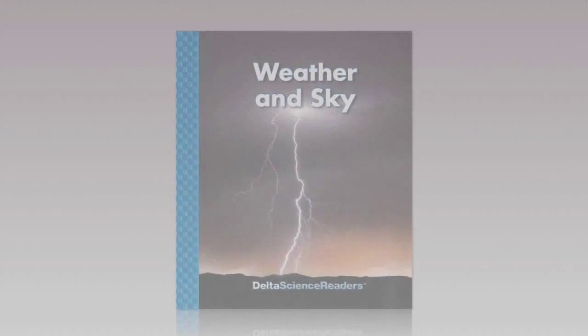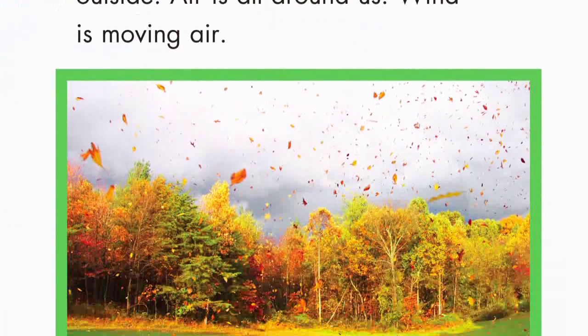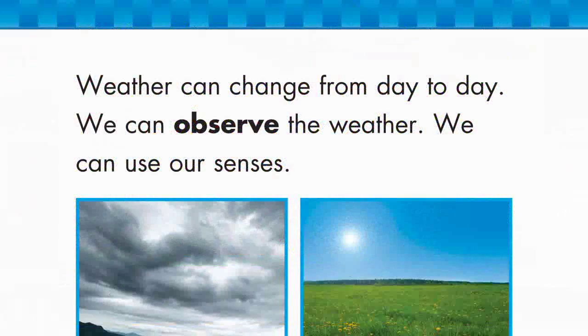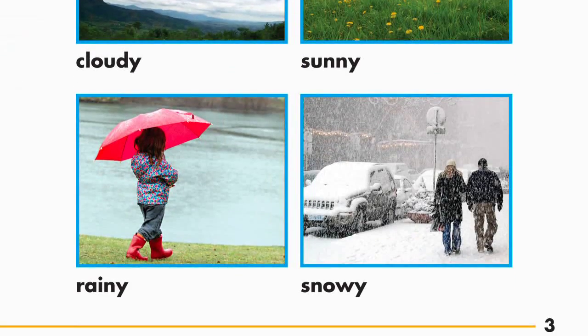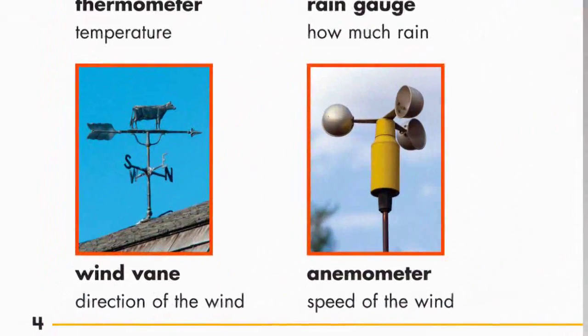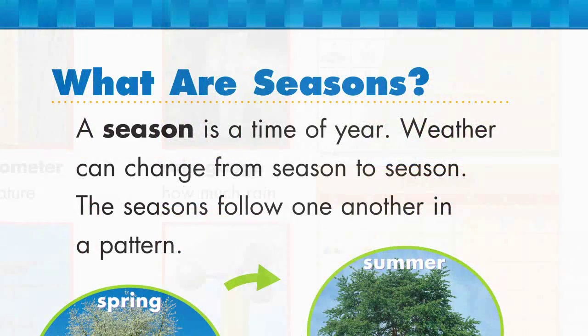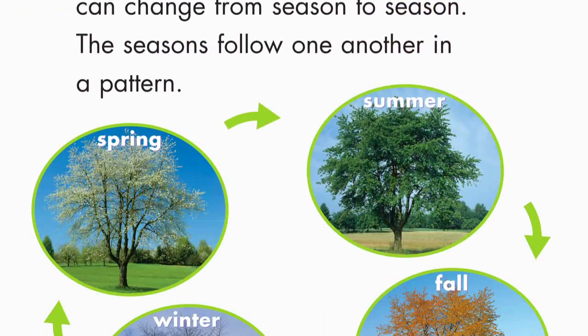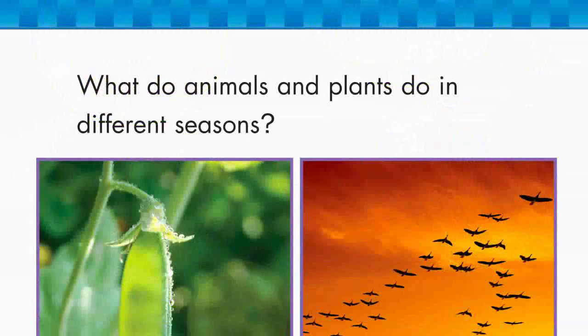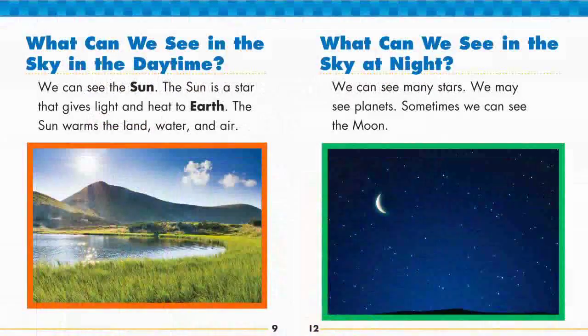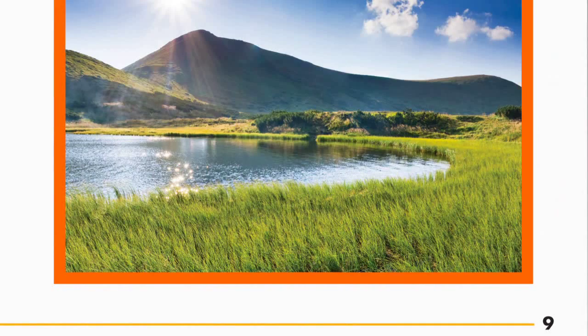In the Delta Science Reader Weather and Sky, students learn about weather and explore the sky. They learn what weather is and how we observe, measure, and record its main features. Students read about the 4 seasons and how seasonal weather changes affect living things. Then, students study the sky and what we see in the sky during the day and at night.